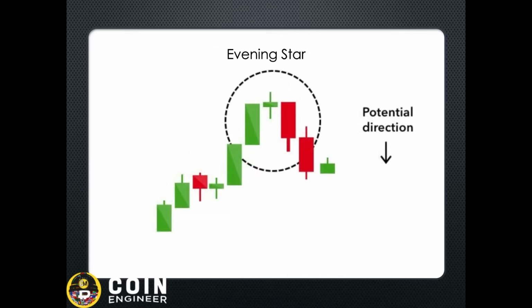The evening star is the equivalent of the bullish morning star. It is a short candle between a long green candle and a large red candle. It indicates the reversal of an uptrend and is particularly strong when the third candlestick erases the gains of the first candle.